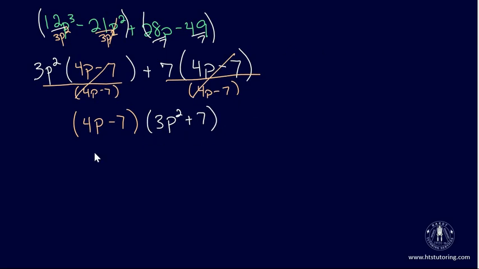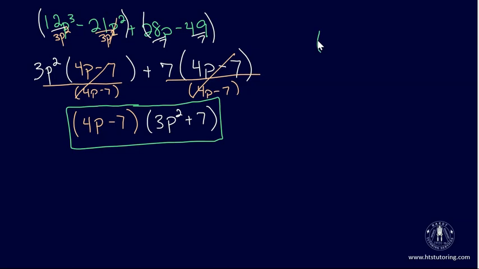And then in order to figure out if we're done or not, we have to look and say, okay, is there anything else I can factor out of 4p minus 7? No, there's no greatest common factor there. And can I take 3p squared plus 7 any further? Again, there's no greatest common factor, and it's not a difference of squares or anything. So we are done, and our answer is 4p minus 7 times 3p squared plus 7. And you can check that by multiplying it back out. You can always check these to make sure that you did it correctly by multiplying these parentheses back out.